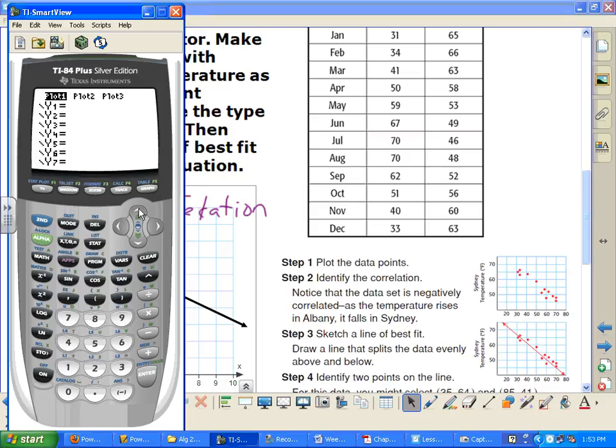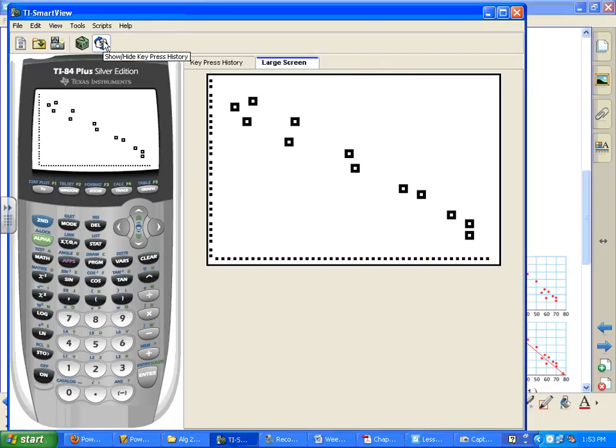Okay. So we went to stat edit to enter the data in our list. We turned our plot on, and now we're going to hit zoom, and then number 9, and what that does is it makes a window that fits our data. So if I hit zoom 9, it's going to make my scatter plot for me. Okay. So there's our scatter plot, that was easy, wasn't it?